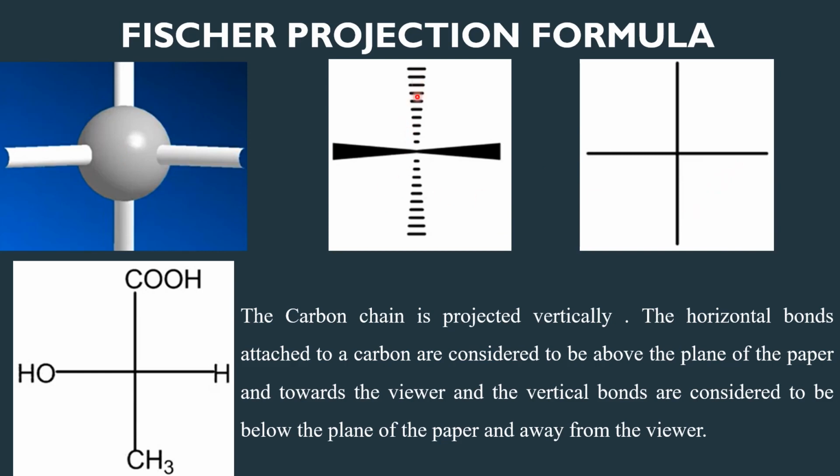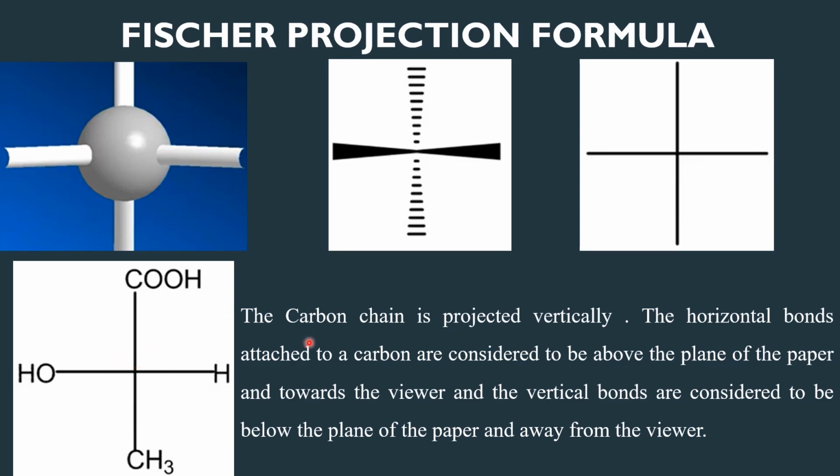The two bonds which are going away from the viewer have to be kept in the vertical line, and the two bonds which are coming towards the viewer should be kept in the horizontal line. And here is the Fischer projection formula of lactic acid.